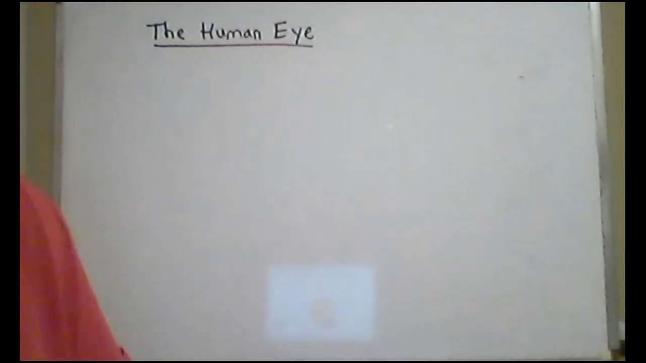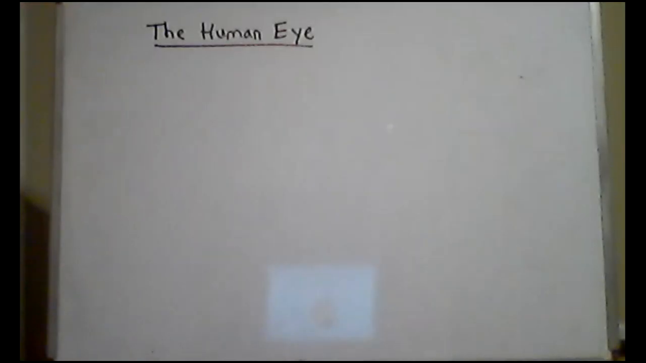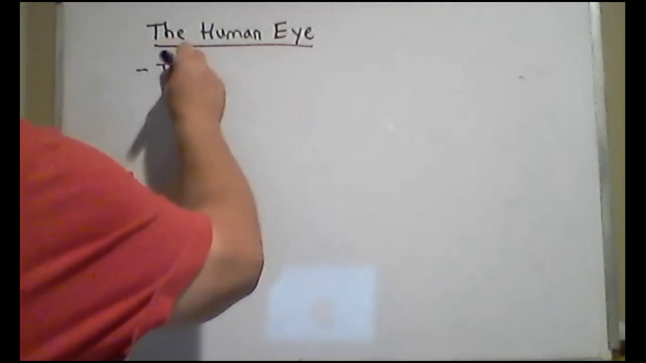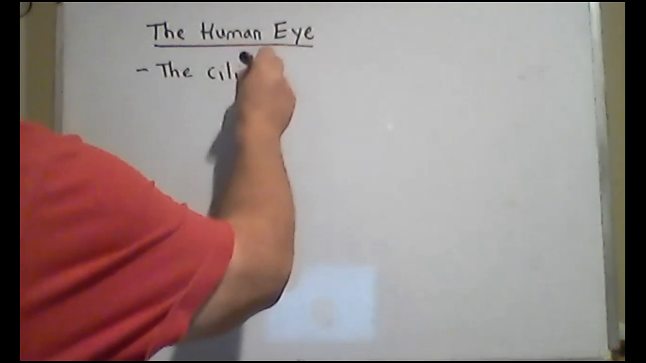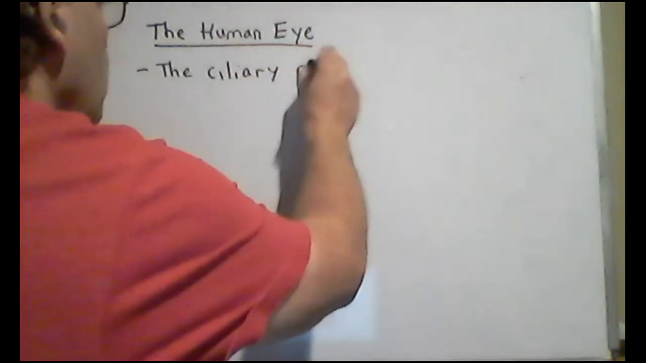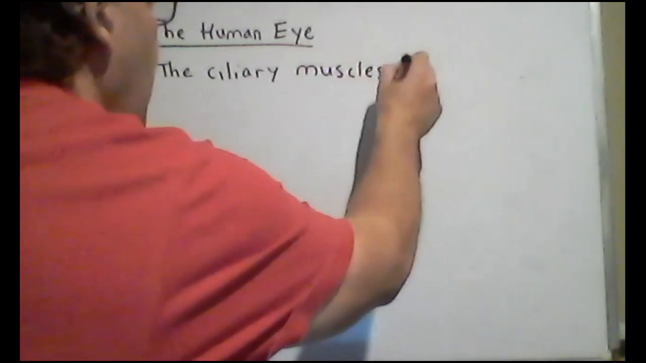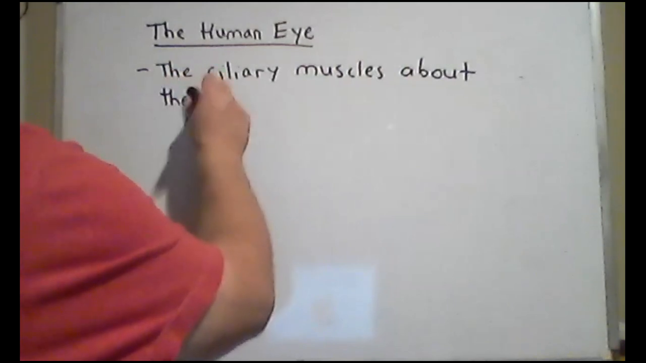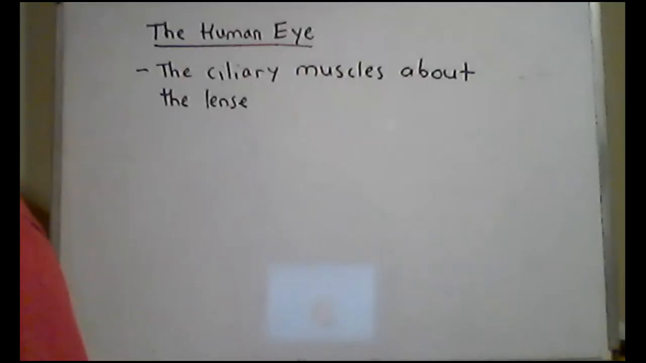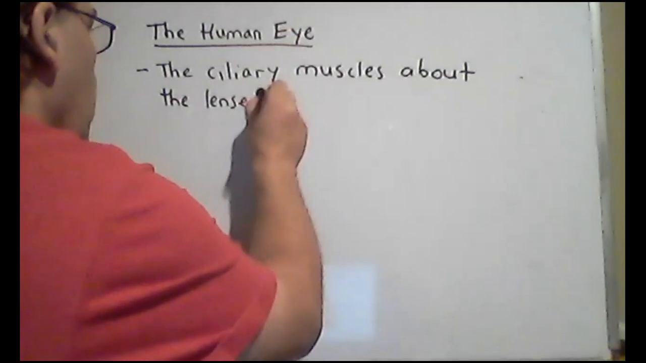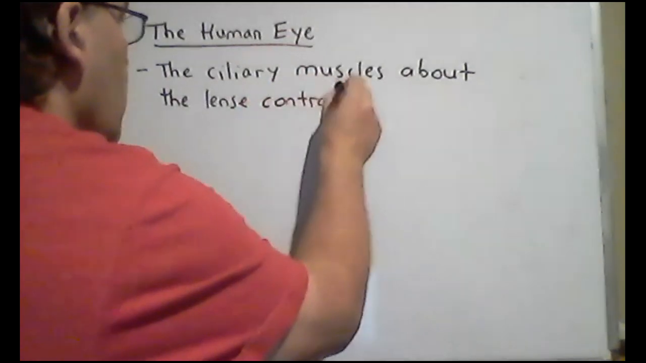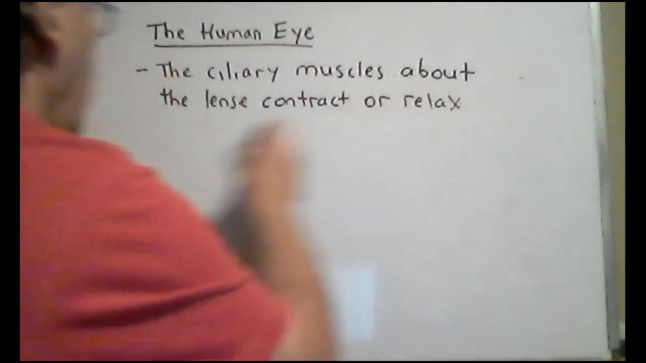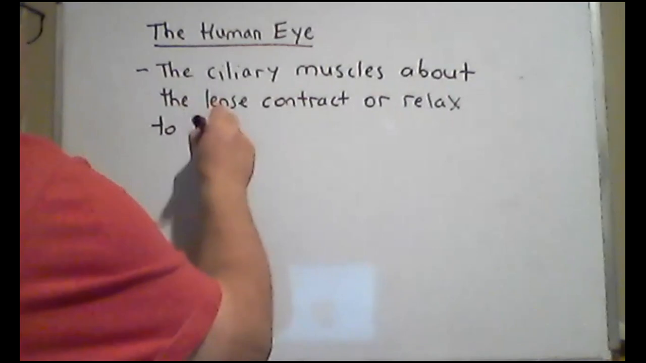Yeah. All right. So the ciliary muscles about the lens contract or relax to change the focal length of the lens.